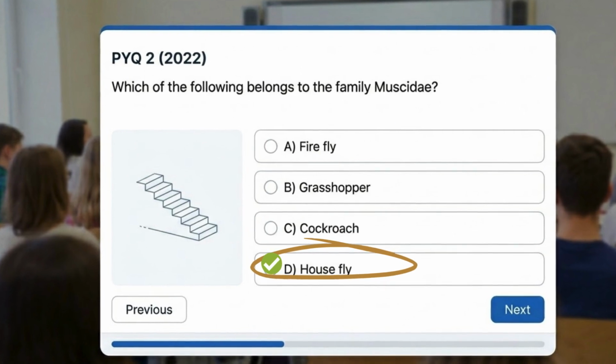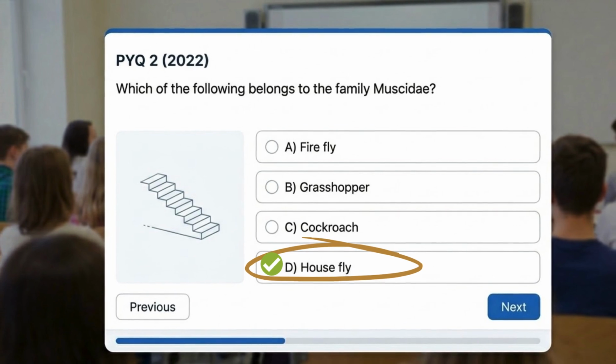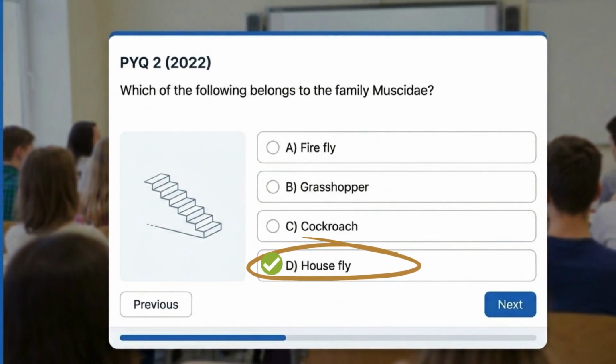Question 2. Which of the following belongs to the family Muscidae? 3, 2, 1. The answer is D, the housefly. Its scientific name is Musca domestica.